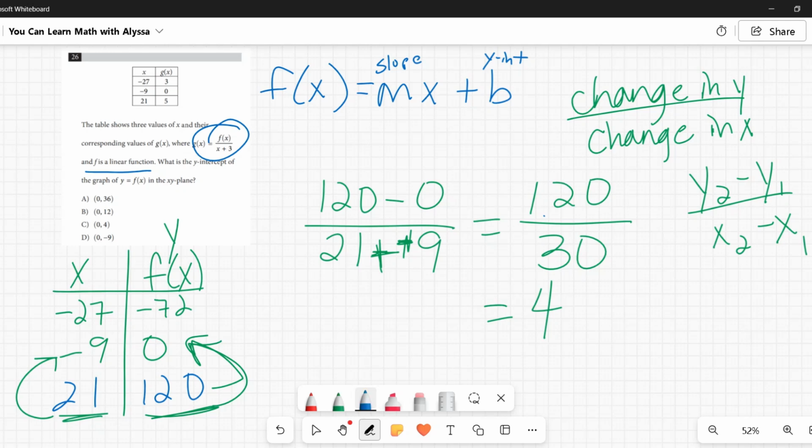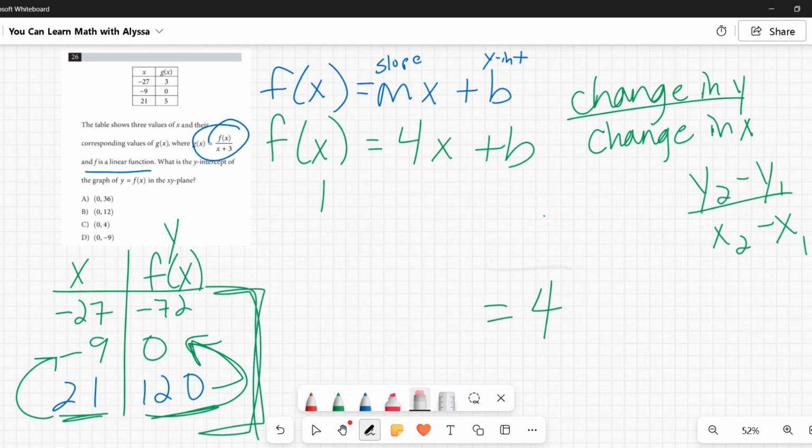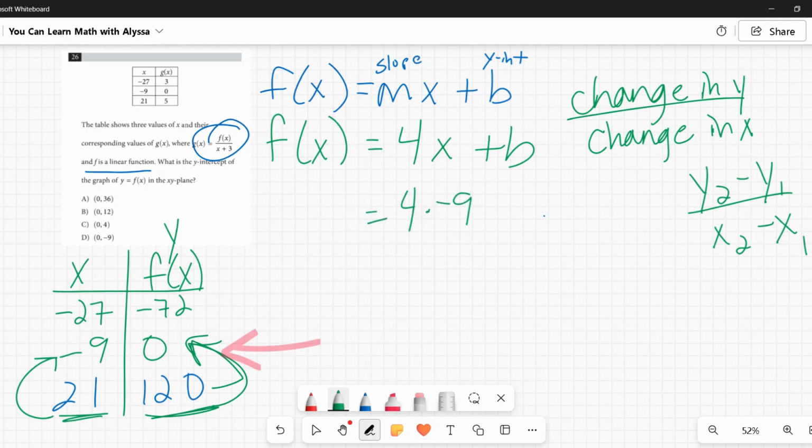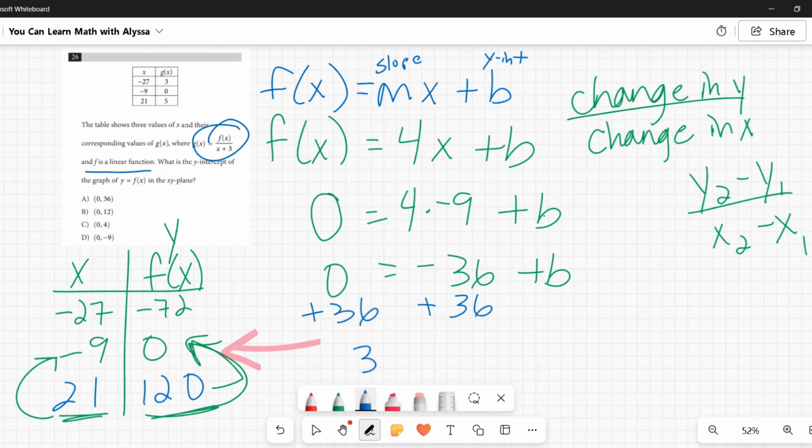Okay, so now I have the slope of my line. I'm going to go back up here and say f of x is equal to 4x plus b, and I can plug in anything I want for an x and a y value from my little chart over here. So I'm going to plug in a negative 9 for x. And I know the f of x in this case will be 0. All right, so 0 is equal to 4 times negative 9, which is negative 36, plus b. To solve for b, I'm going to add 36 to both sides. Get rid of that negative 36, and I get that 36 is equal to b. So for the y-intercept of this graph, the x value is always going to be 0. It's going to be 0, 36, and that is A.